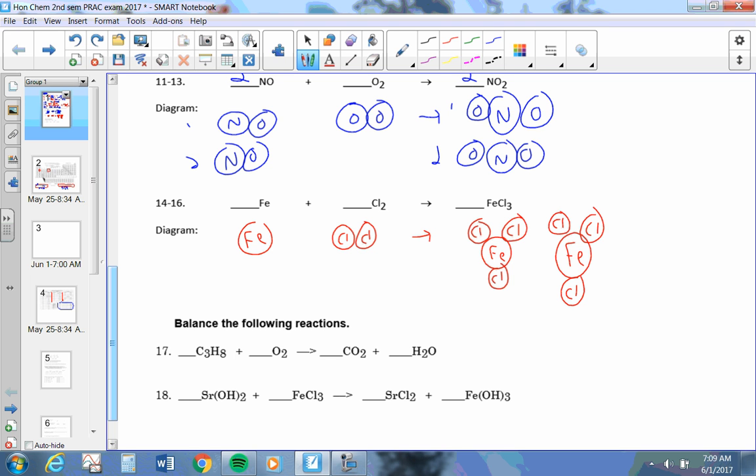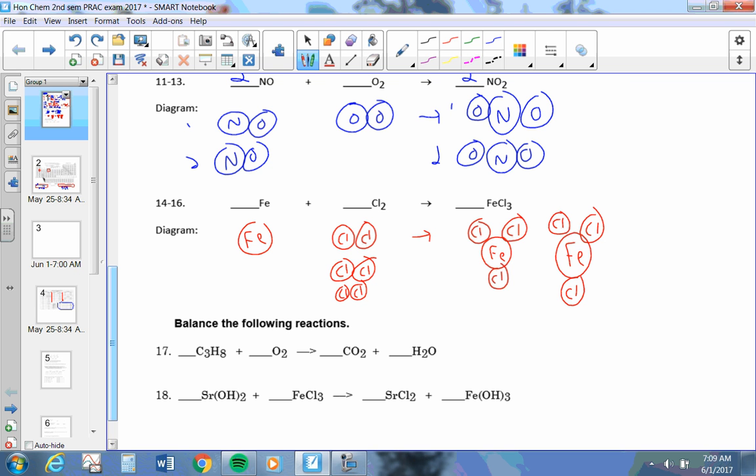It says matter can neither be created nor destroyed. So we're not trying to change the recipe. What we're trying to do is just trying to figure out how many of everything we needed. At this point then, I'm seeing that now I have 1, 2, 3, 4, 5, 6 chlorines on the right side, but only 2. But they come in pairs, so I'll draw a couple more of those.